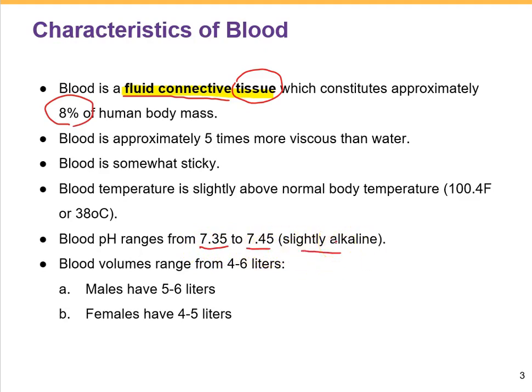When it comes to how much blood we have, it's a little bit different. On average, adults have around 4 to 6 liters of blood circulating in their bodies. But here's a fun fact. Males tend to have a bit more, around 5 to 6 liters, and females have about 4 to 5 liters.